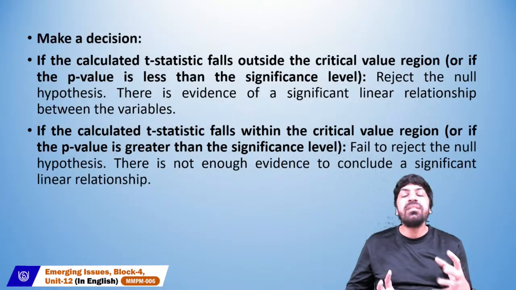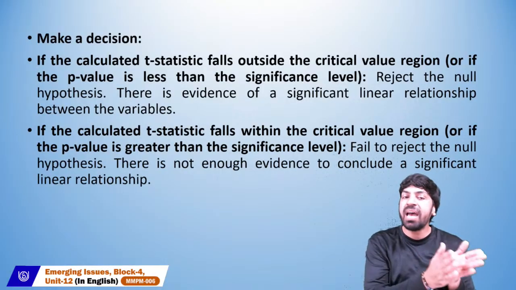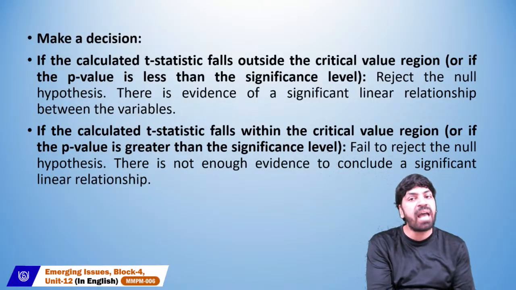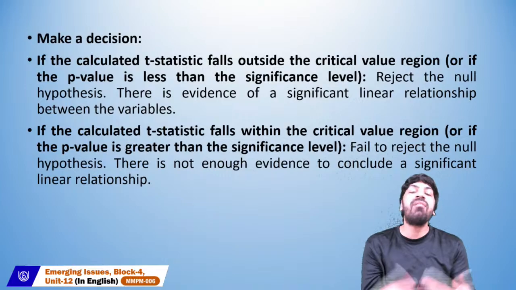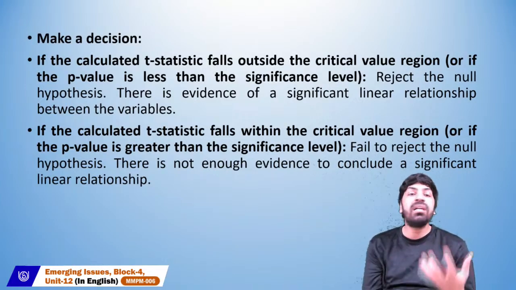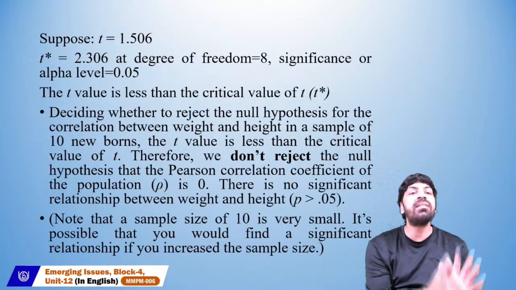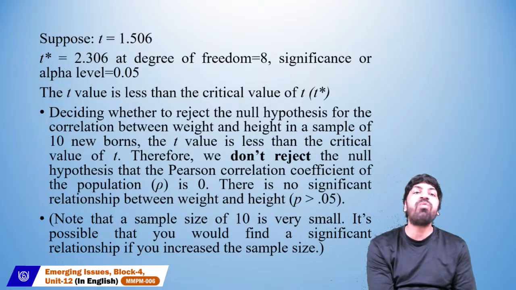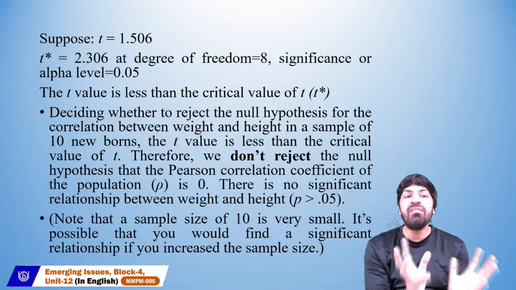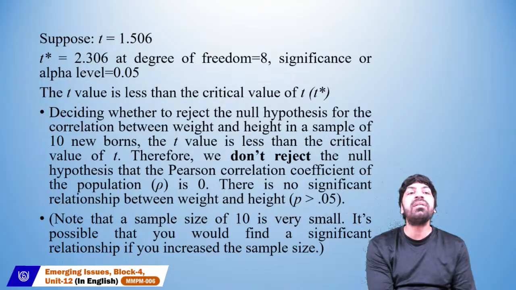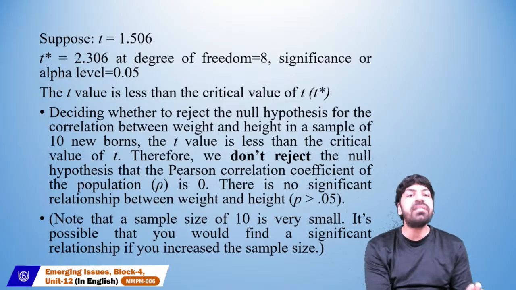So the decision can be taken if the calculated t value and the table value are available to you, and you can easily conclude the result statistically. So let's take an example to understand. Suppose the t value is 1.506 and the t dash, the table value, is 2.306, the degree of freedom is 8, and the significance or alpha level is 0.05.